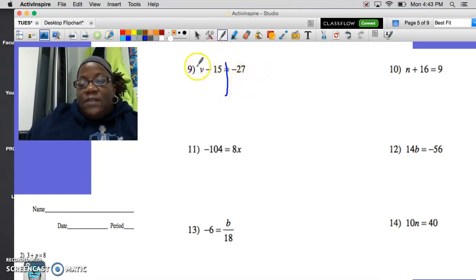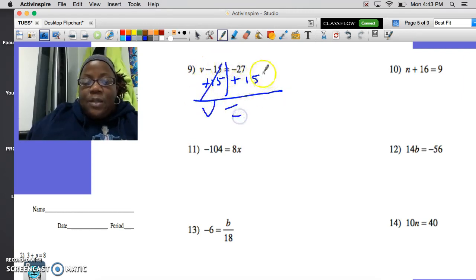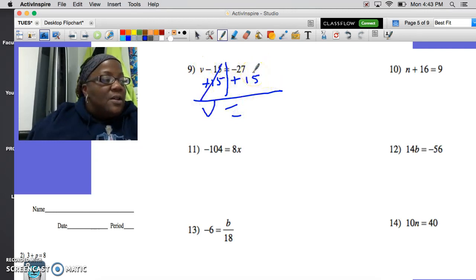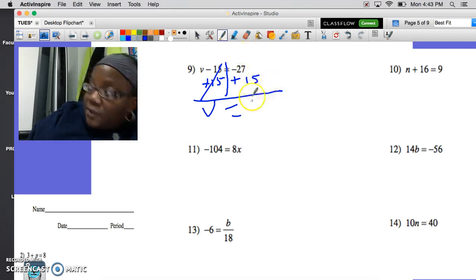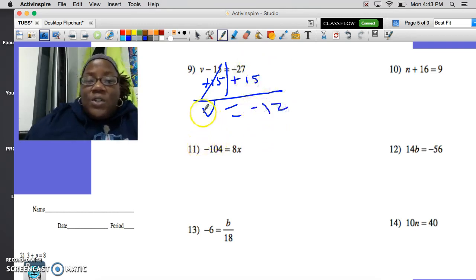There. You know you have V on this side of the street. You have a minus or negative 15, so that's what you want to get rid of by doing the opposite of what we see, right? So plus 15 on both sides. That cancels out, leaving V. And then you have your negative 27. Negative 27 plus 15, right? Negative 12.